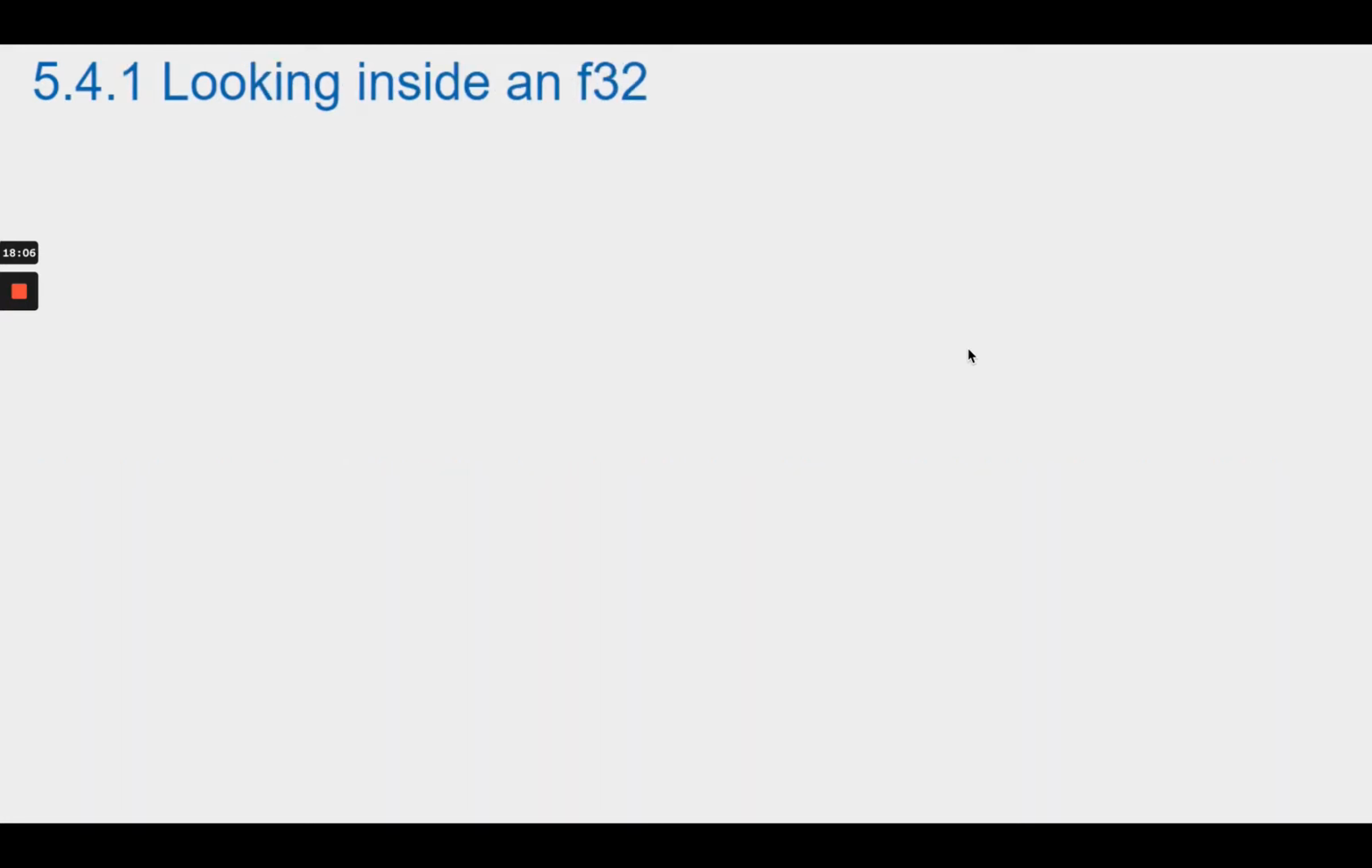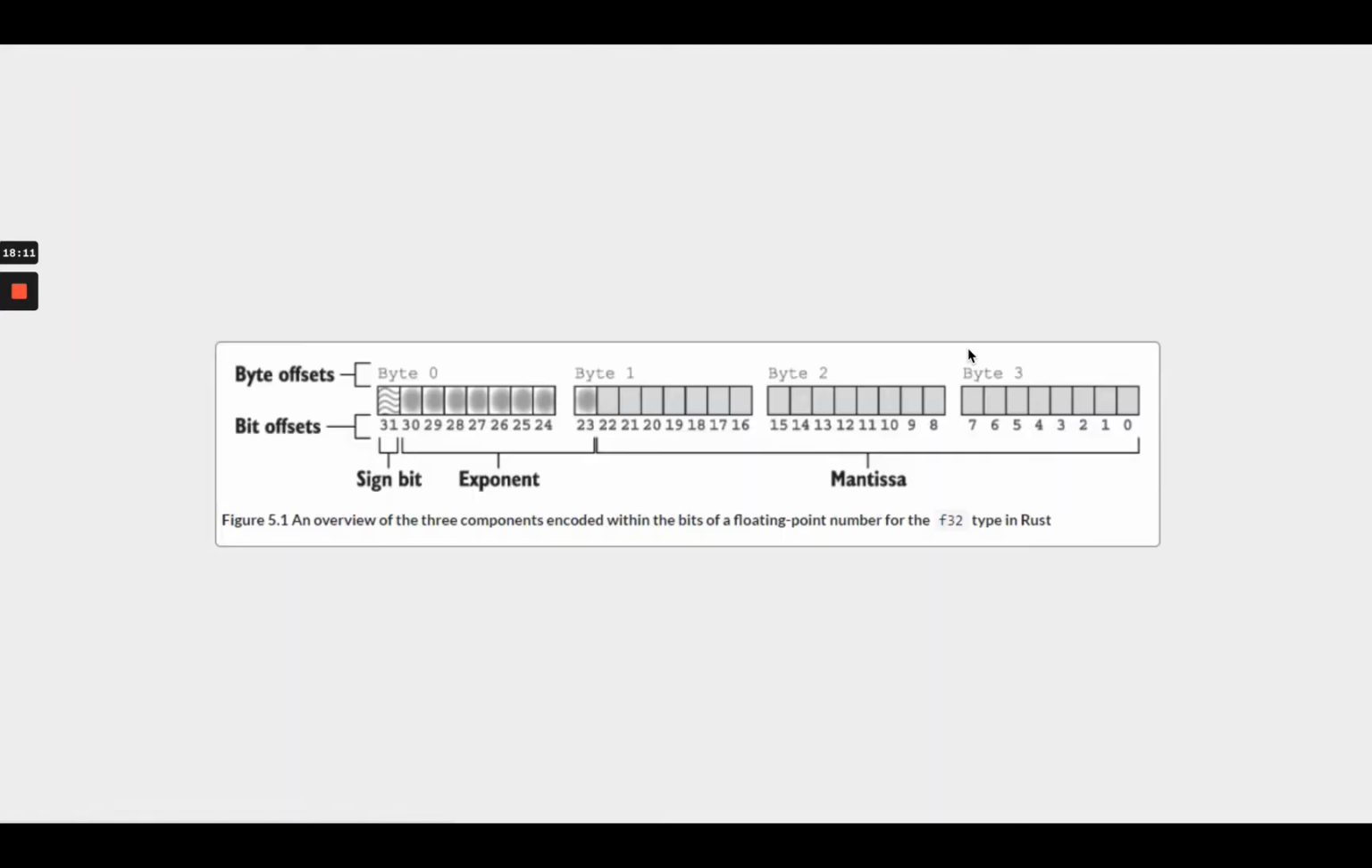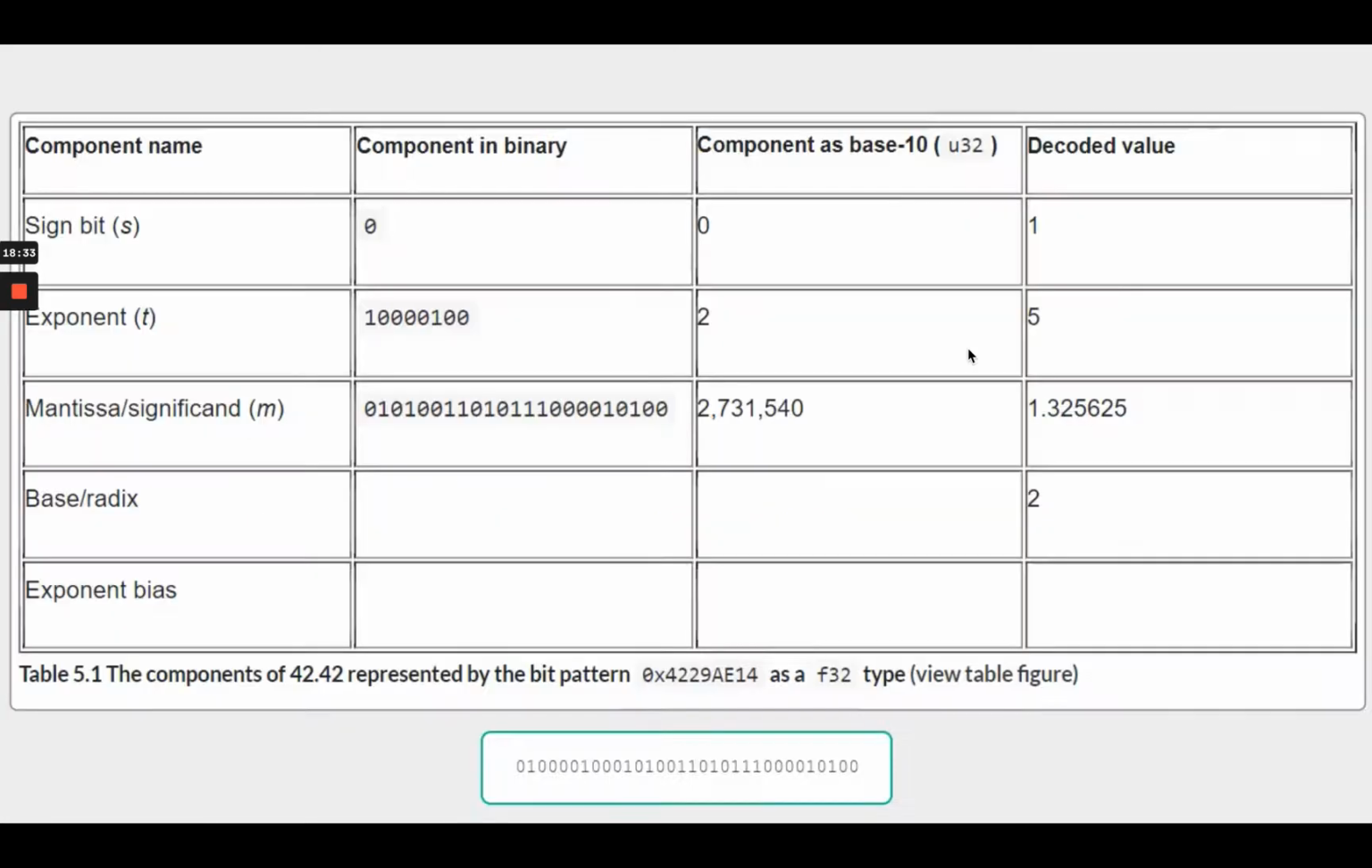Section 5.4.1, Looking inside an F32. Figure 5.1 represents the memory layout of the F32 type in Rust. The layout is called binary32 within the IEEE 754-2019 and IEEE 754-2008 standards, and single by their predecessor IEEE 754-1985. The value 42.42 is encoded as F32 with the bit pattern shown here.